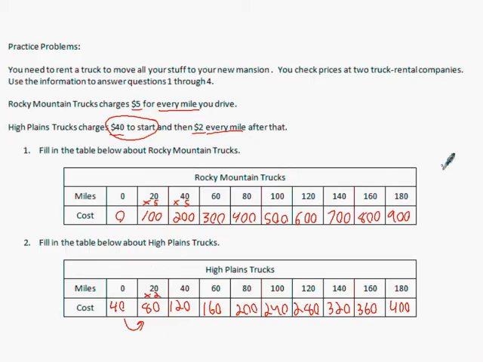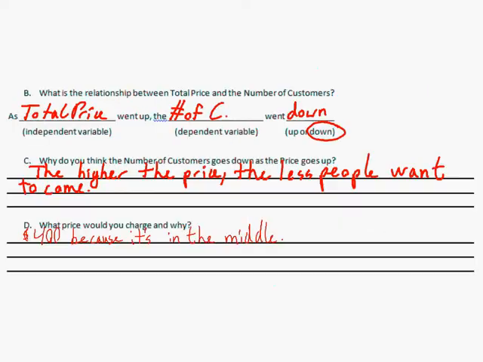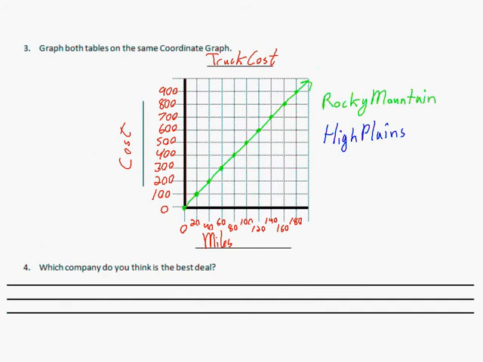High Plains is going to be a little bit trickier. At 0, we're at 40, and then we count by 40s after that. So 0, we're at 40. Count by 40s. So 80, 120, 160, 200, 240, 280, 320, 360, 400.